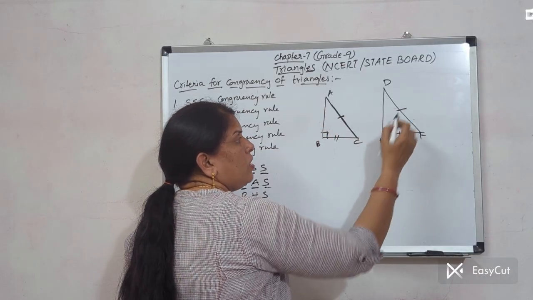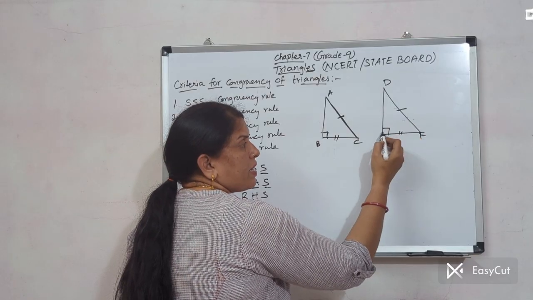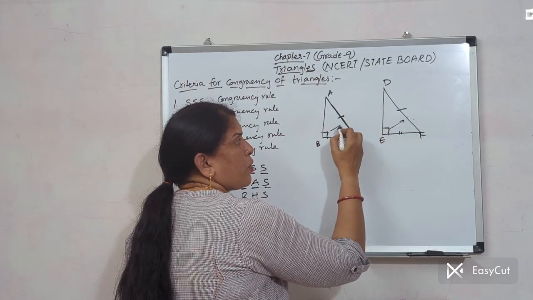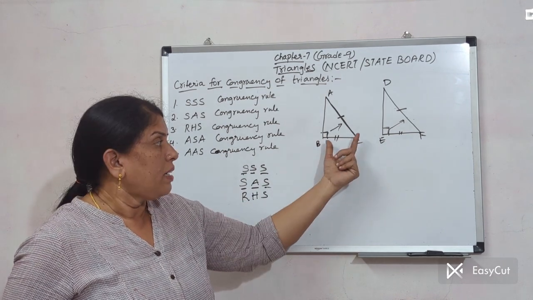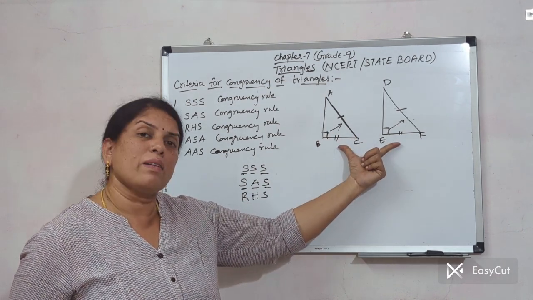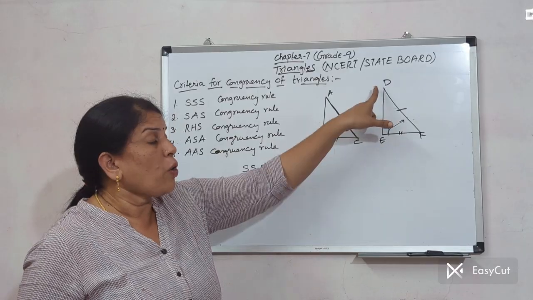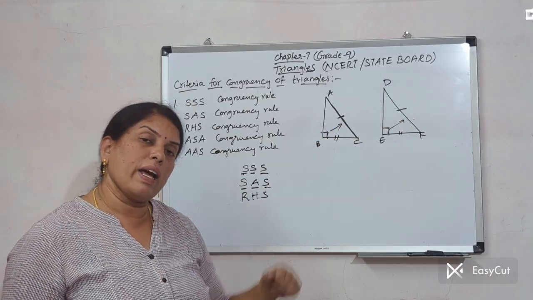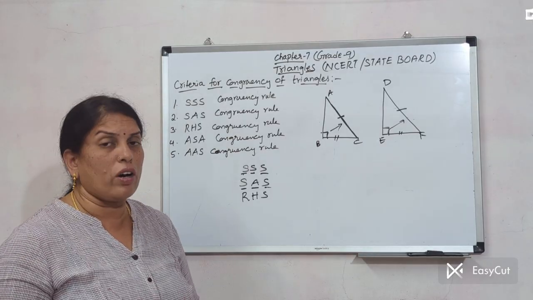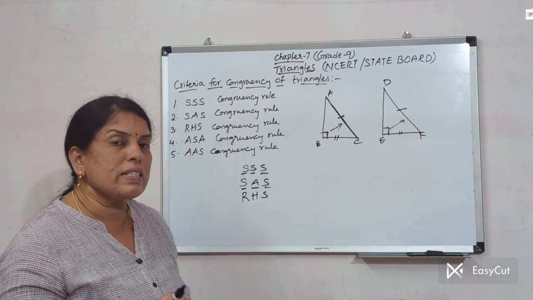AC is equal to DF. This is the hypotenuse for this right angle. This is the hypotenuse for this right angle. Right angle and the hypotenuse, plus one side, must be equal to the corresponding right angle and the hypotenuse of the other triangle. Then those two triangles are said to be congruent according to RHS congruency criteria.